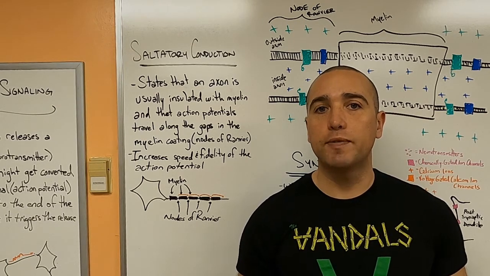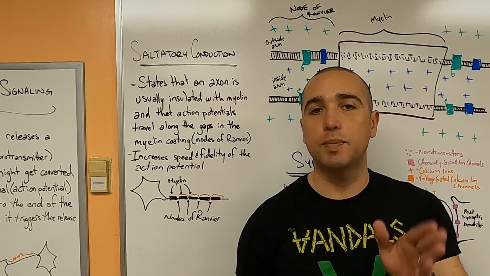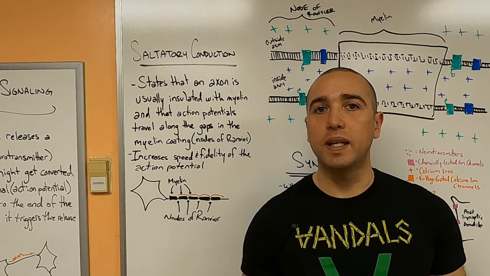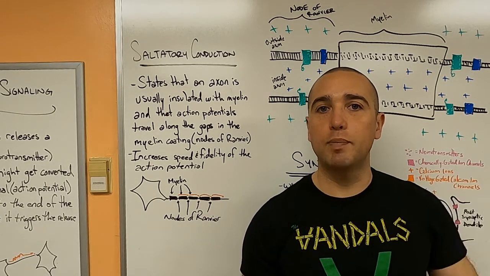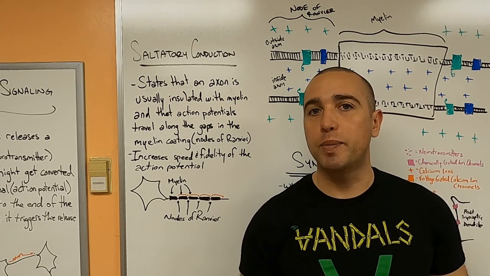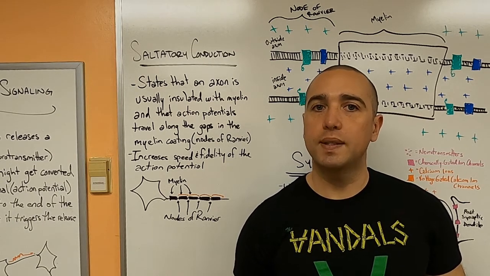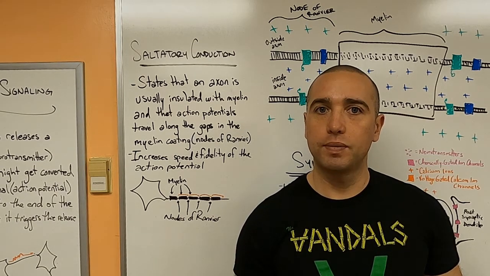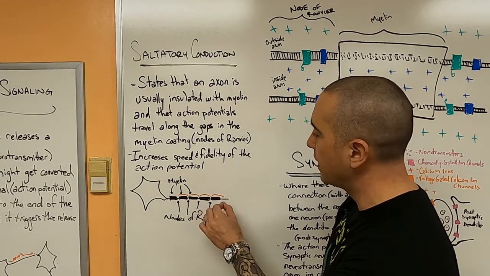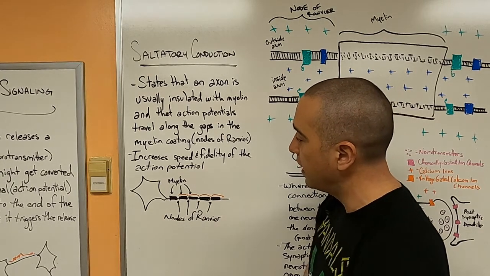Saltatory conduction refers to the fact that the action potential isn't continuous along the axon, but that it skips or jumps along. The reason it does that is because the axon is insulated with a protein and lipid layer called myelin. That myelin is provided either by oligodendrocytes in the brain and spinal cord or Schwann cells in the peripheral nerves. And so here you can see the myelin covering, but it's not a continuous myelin covering, it has to have gaps. And those gaps are called nodes of Ranvier.